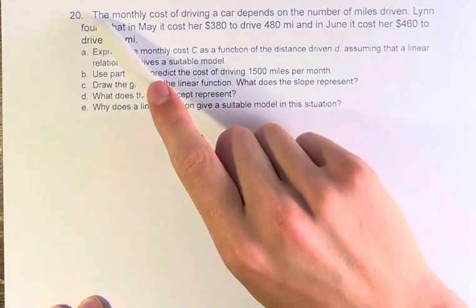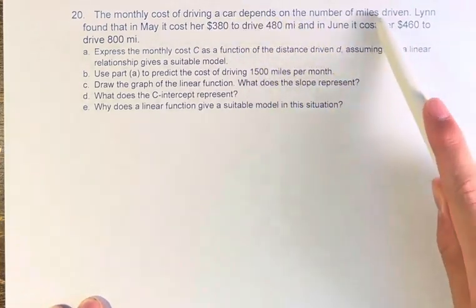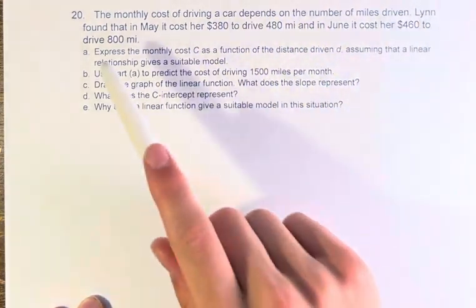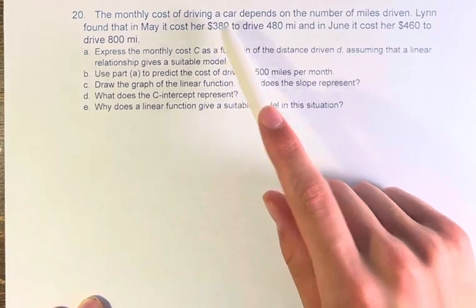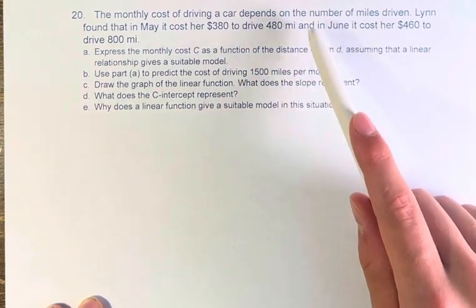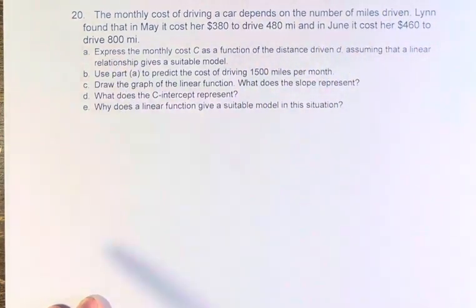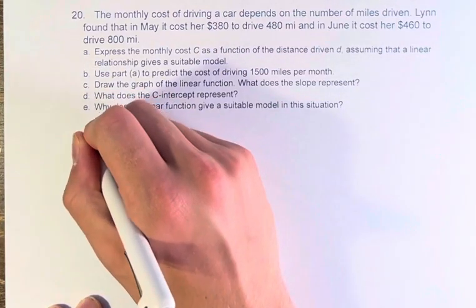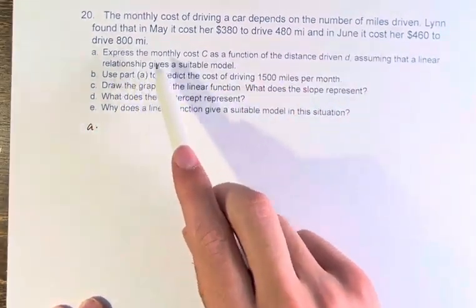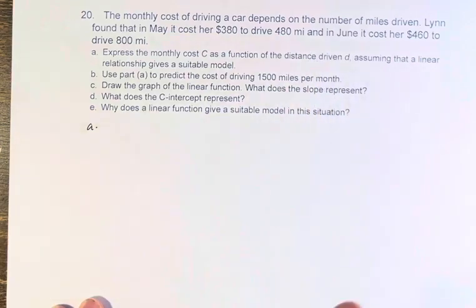In this problem, we're told that the monthly cost of driving a car depends on the number of miles driven. Lynn found out in May that it cost her $380 to drive 480 miles, and in June it cost her $460 to drive 800 miles. So in part A, we're looking to express the monthly cost as a function of the distance driven.